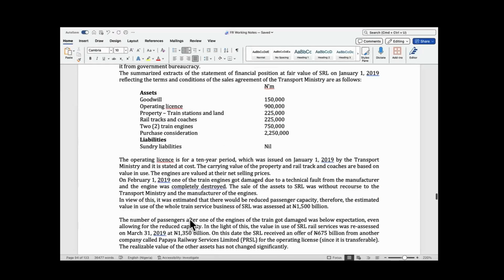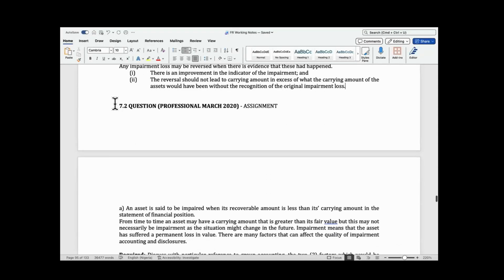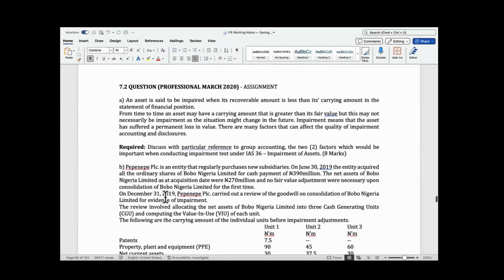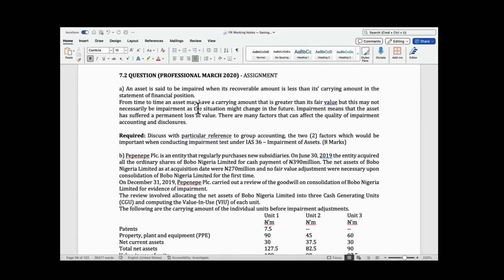The second assignment. It says, this one is a professional level question, and they can ask it as skills too. I've seen them, they will ask a question at professional in one diet. In another diet, they will come and ask it in skills.